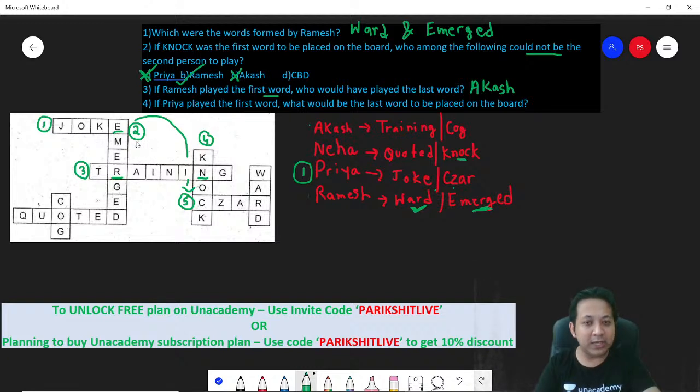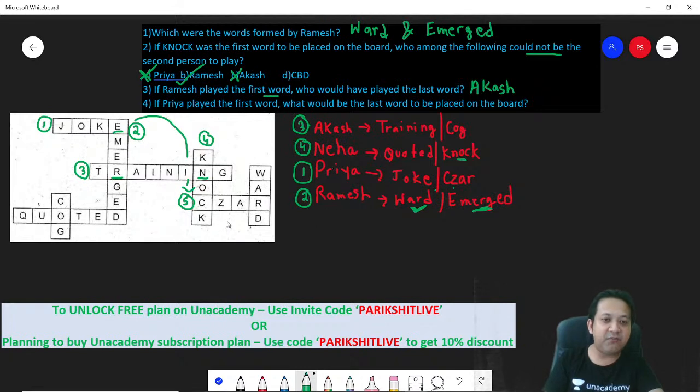So who is number 2? Emerge, so emerge means Ramesh is number 2. Who is number 3? Training, which means Akash is number 3. Correct? Who is number 4? Knock is number 4, which means Neha is number 4. Correct? Then who is number 5? Zar was number 5, so this was already decided. Correct?